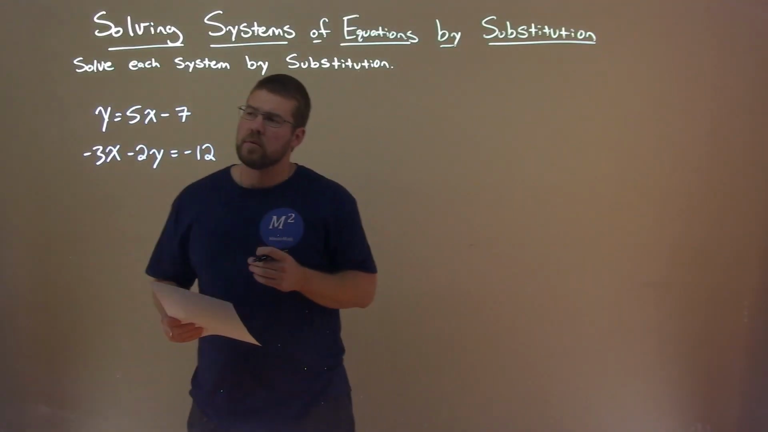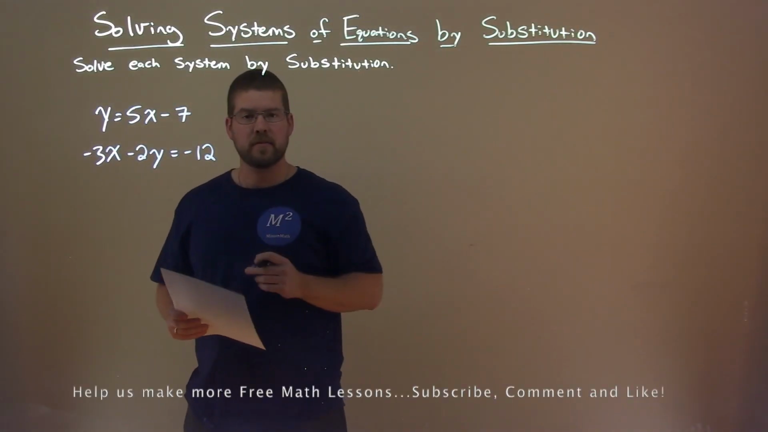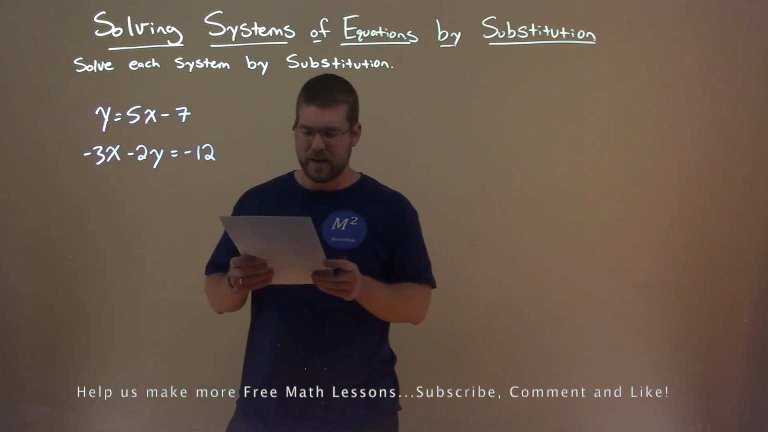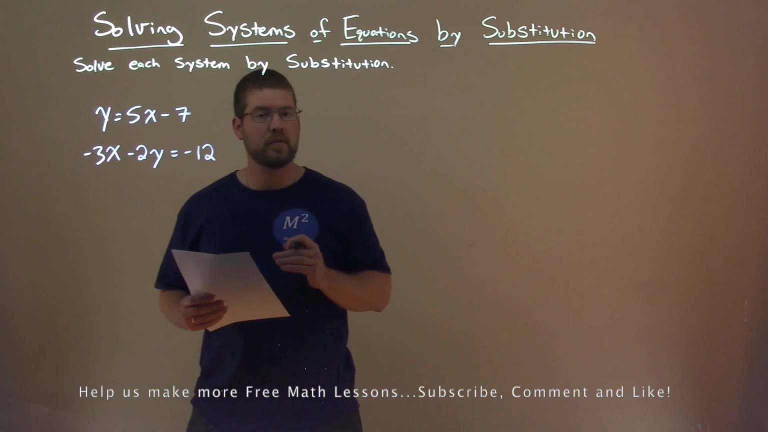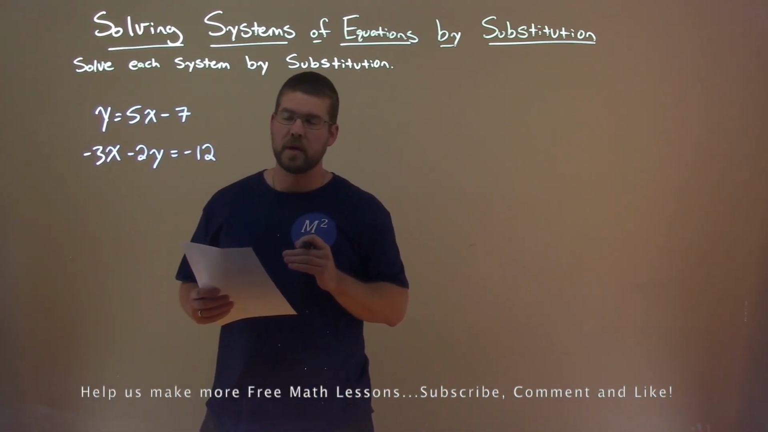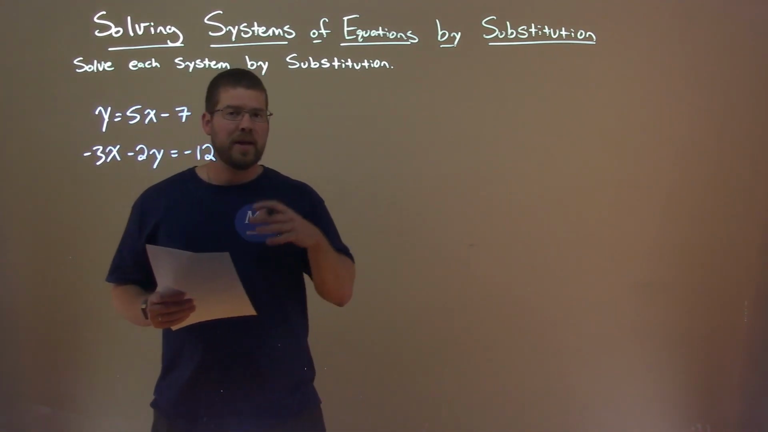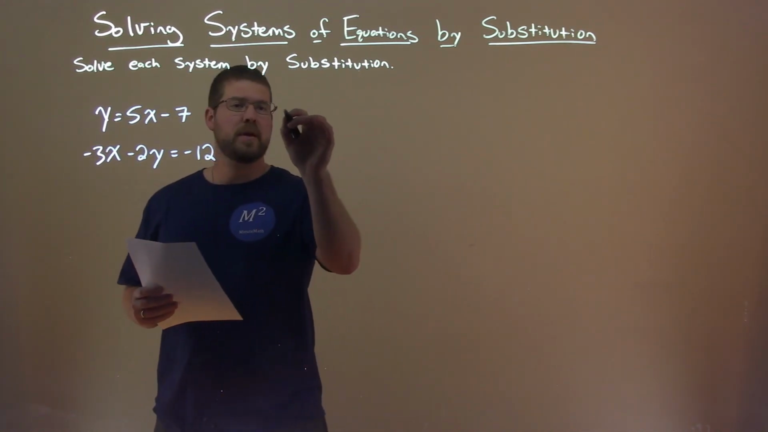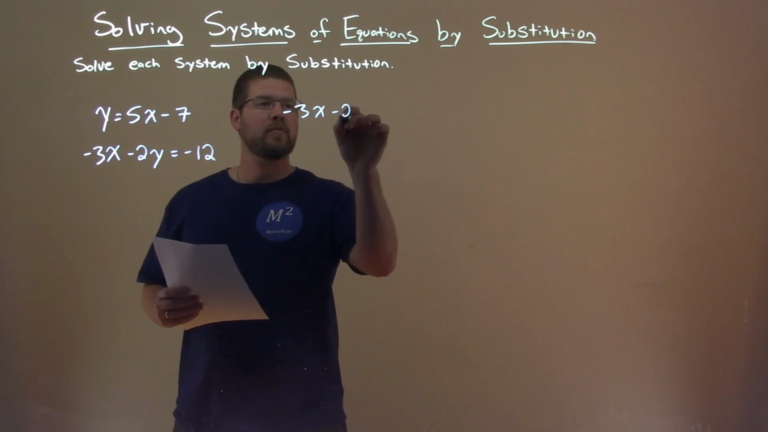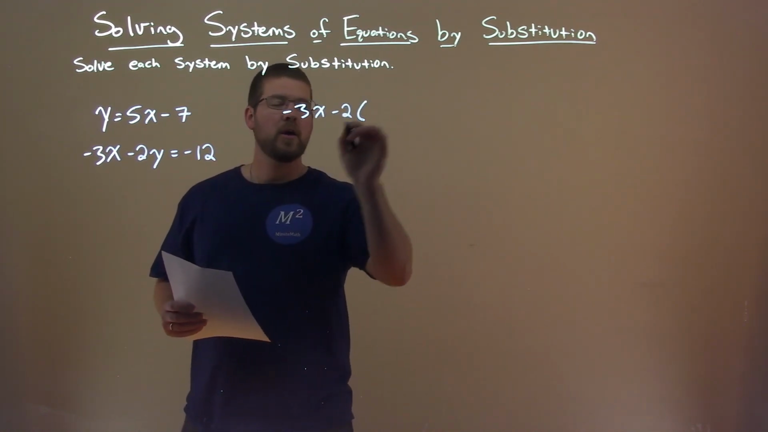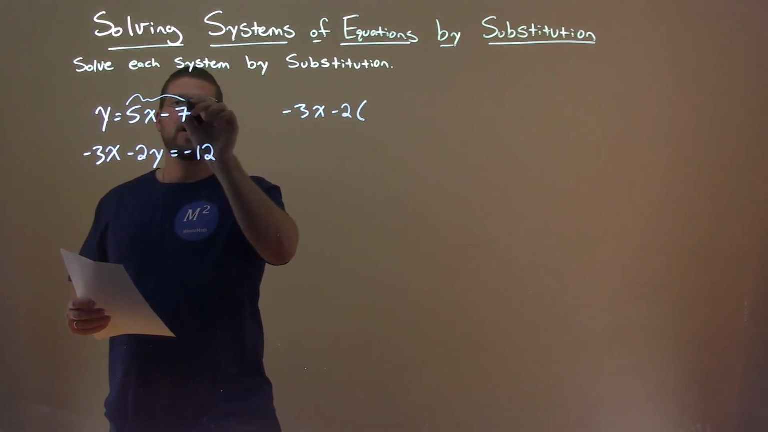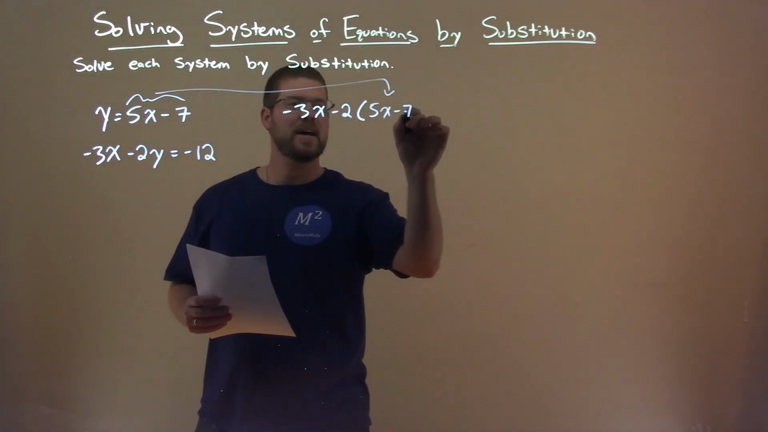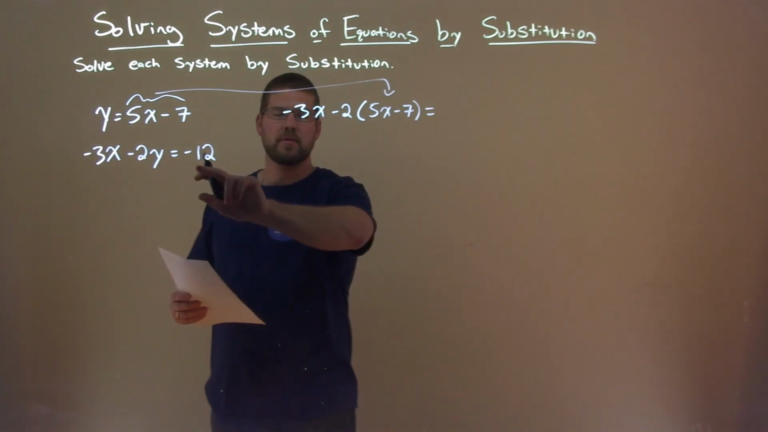We're given this problem here, y equals 5x minus 7, and negative 3x minus 2y equals negative 12. And we want to solve this system by substitution. Our first equation already has the y variable by itself. That helps us. We take the second equation then, negative 3x minus 2y, but instead of y, we plug in this part of the first equation, 5x minus 7. And that equals negative 12.